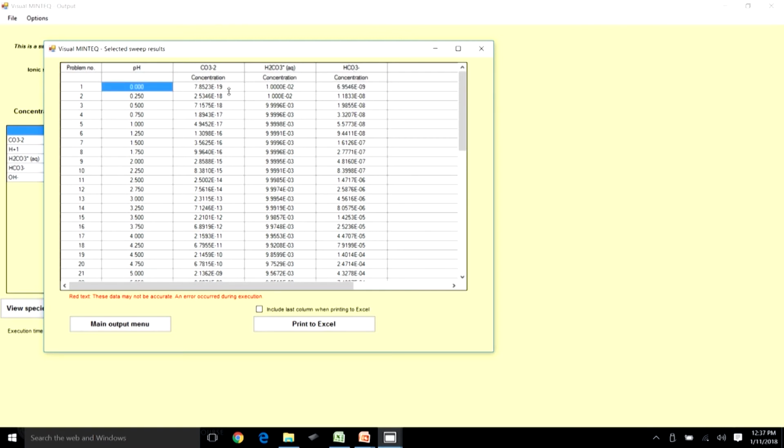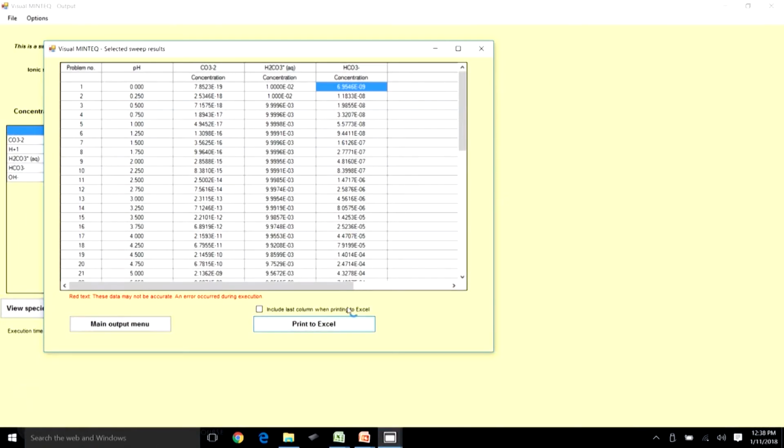At pH 0, obviously everything will be in the form of H2CO3 and nothing else, no CO3 2 minus or HCO3 minus, and that is what you see. Again, too much data. In tabular form you can never understand what is happening. So I want to be able to visualize it in a better manner, so I am going to come up with a graph here.